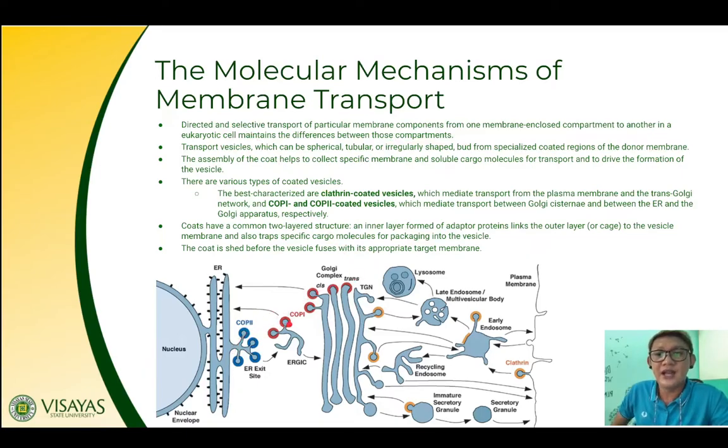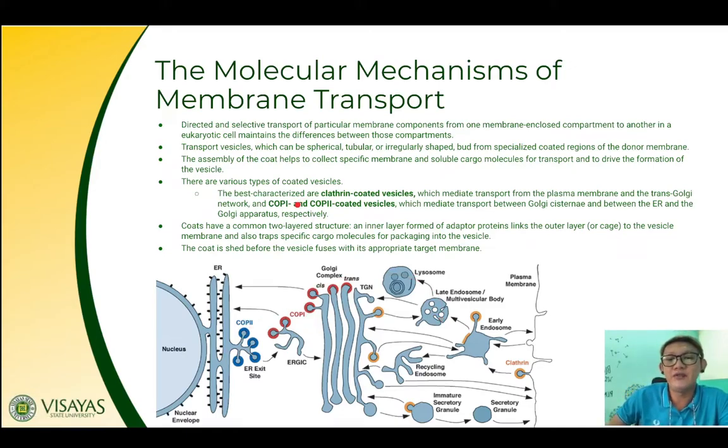Okay, so the assembly of the coat helps to collect specific membrane and soluble cargo molecules for transport and to drive the formation of the vesicle. What it means is that one type of coat for a particular cargo specifies that it is secretory. Another type, it is endocytic. Another type is for retrieval. So what are these different types of coats?